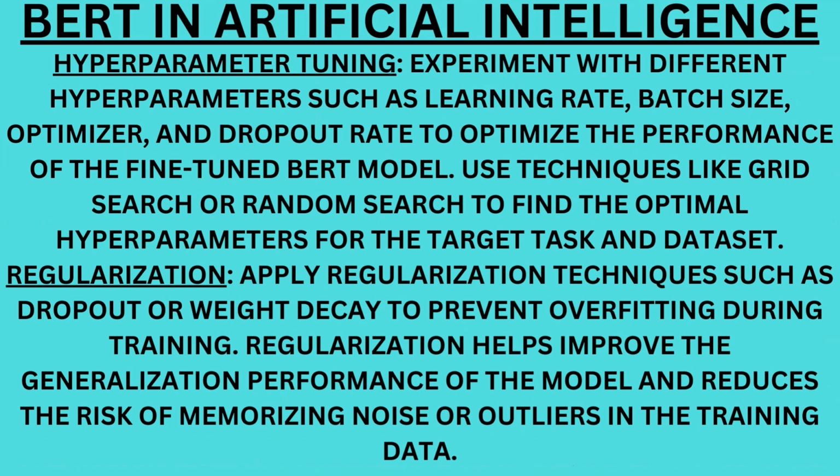Hyperparameter tuning. Experiment with different hyperparameters such as learning rate, batch size, optimizer, and dropout rate to optimize the performance of the fine-tuned BERT model. Use techniques like grid search or random search to find the optimal hyperparameters for the target task and dataset.